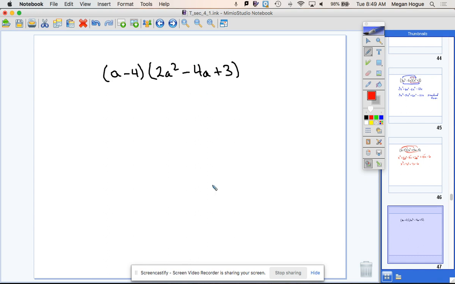All right, let's try this one. A minus 4 times 2a squared minus 4a plus 3. Same idea, same type of problem: a binomial and a trinomial. We're going to take the a and distribute, and then the negative 4 and distribute.